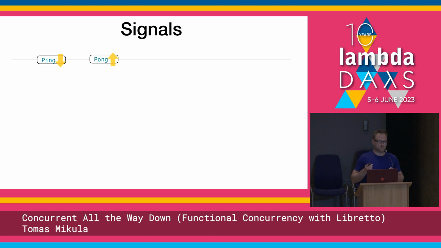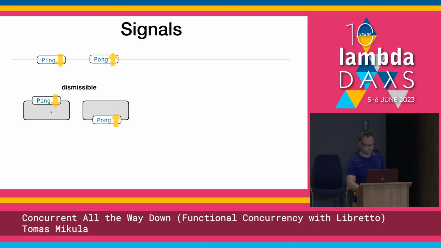We have already seen ping and pong, which are just notifications that travel downwards or upwards. And these are dismissible, meaning we can ignore them. But since Libretto is linearly typed, we have to do that explicitly using a provided operation to ignore ping and pong. Everything has to have a type, but we often omit the one-typed ports, unit-typed ports, in the graphical notation.